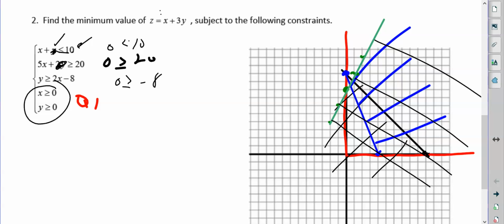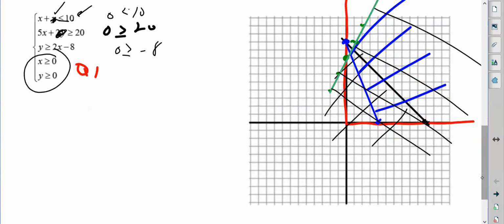Hopefully you can see my mistake. I started graphing at 2x plus 8, not minus 8. So what I need to do is fix this. So 1, 2, 3, 4, 5, 6, 7, 8. There's that. So I need to bring this line now like so. Again, 0 makes it true. So when I graph this, sorry for the mess here, it's going to be this way.